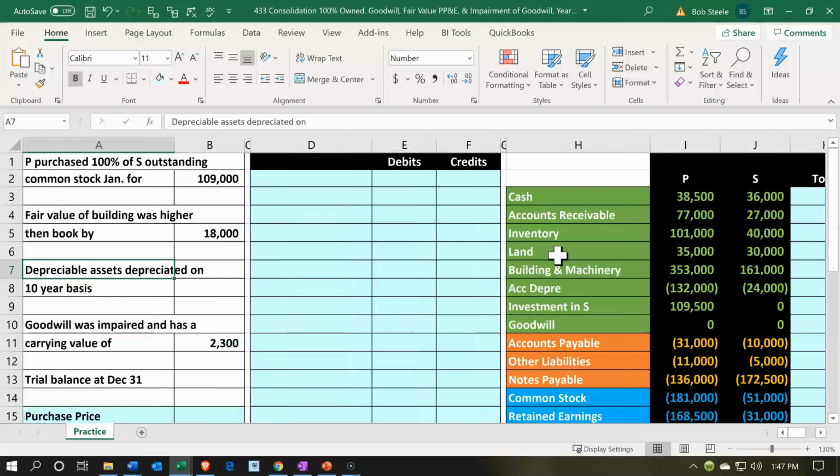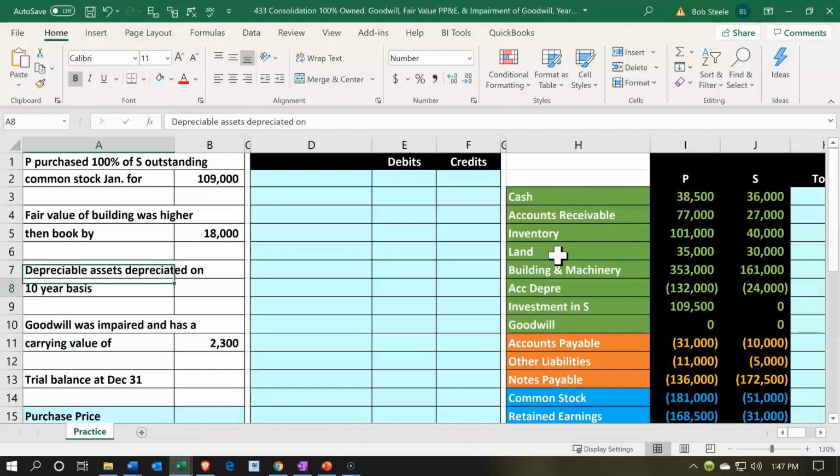Depreciable assets are depreciated on a 10-year basis. Now note that what we've seen in the past is, okay, if that happens, all we're going to do is, when we consolidate, we'll just increase the building by that 18,000 in the consolidation, no problem. However, what do we do with the depreciation? Because if it's $18,000 higher, then a year later, if we record that in the consolidation, we're going to have to depreciate it. So we'll have to deal with depreciation. Again, complications adding up here.